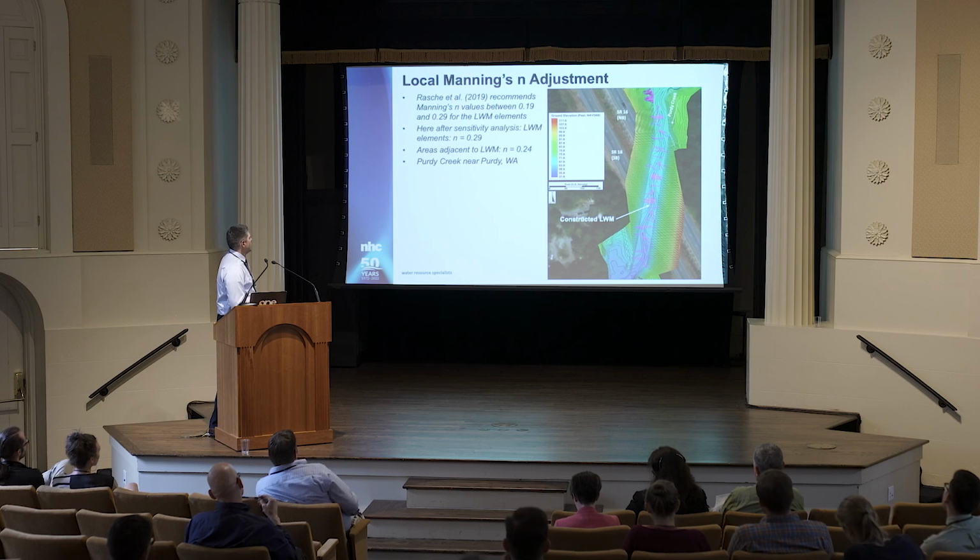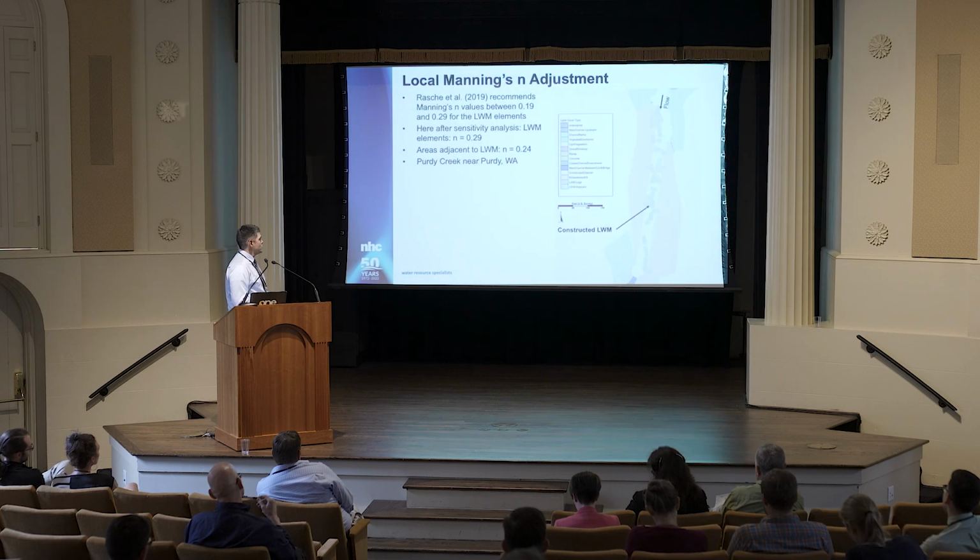The next method was to locally adjust Manning's n. So this is some proposed large woody material structures that are to be constructed on Purdy Creek near the town of Purdy in Washington State. So in this case, these large woody material structures were simulated by increasing the Manning's roughness at the location of these structures, and you will see here, this is the brown color here.